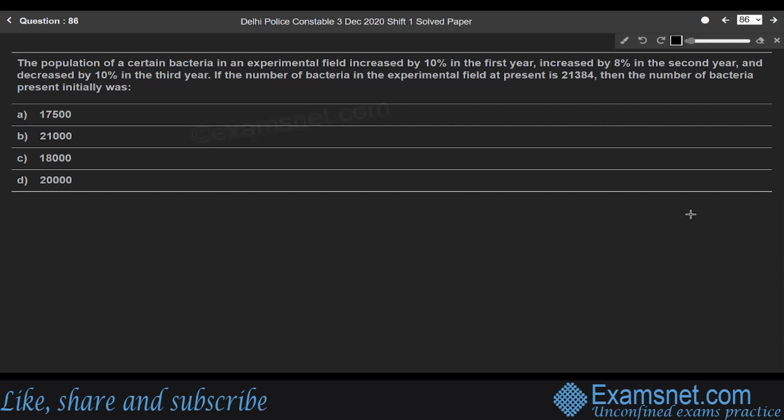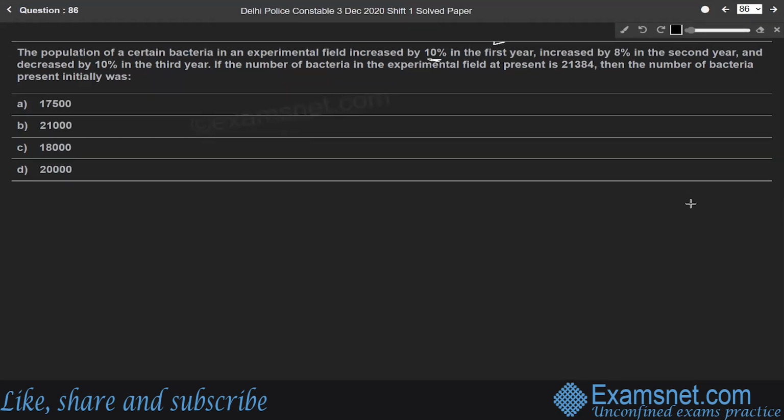Question 86. The population of a certain bacteria in an experimental field increased by 10% in the first year, increased by 8% in the second year, and decreased by 10% in the third year. If the number of bacteria in the experimental field at present is 21,384, then the number of bacteria present initially was. So here, let us assume the initial number of bacteria be X, right?